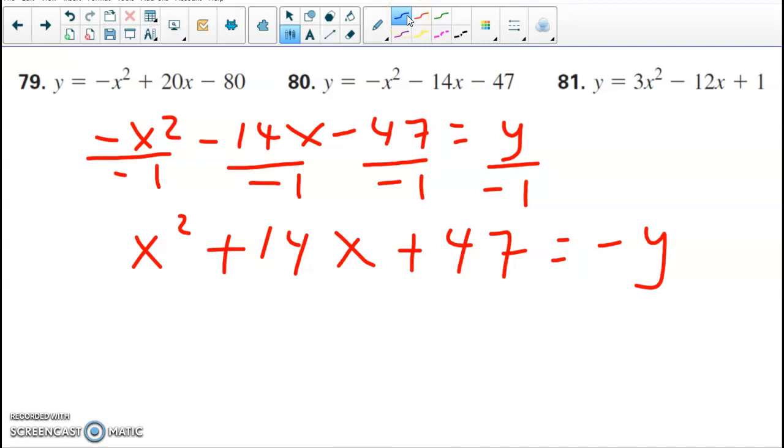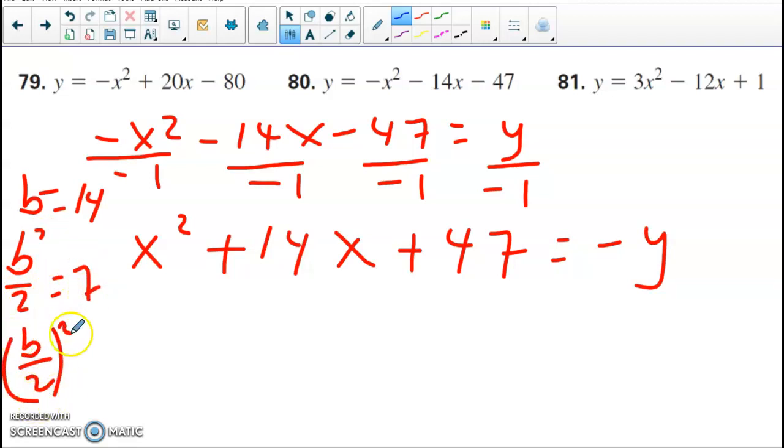All right, so now we're going to go ahead and solve it just like we solved the others. We want to make sure that this trinomial is perfect. So let's find out what's going to make it perfect. So we have b is equal to 14, and b over 2 is equal to 7, and b over 2 squared is equal to 49.